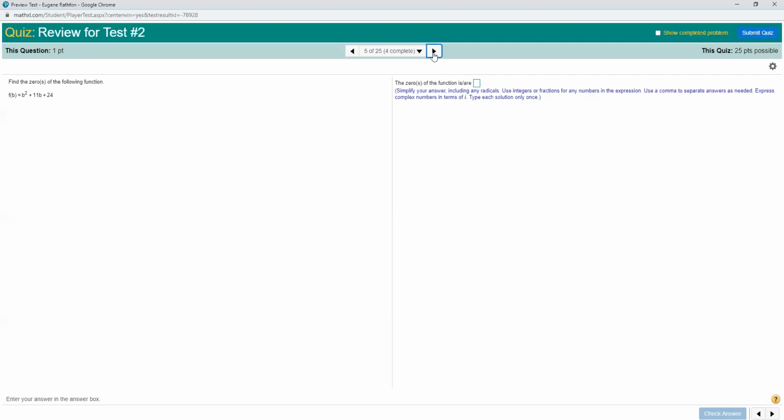All right, I'm going to do this one by hand, so let me write this down. This says find the zeros of the function, and they got f of b equals b squared plus 11b plus 24. All right, so I'm going to go to my pad real quick.